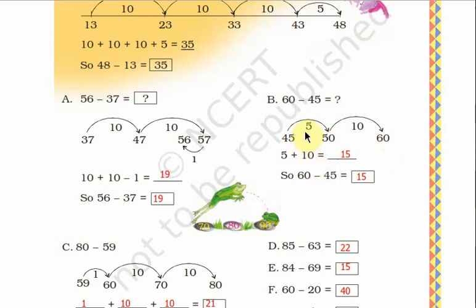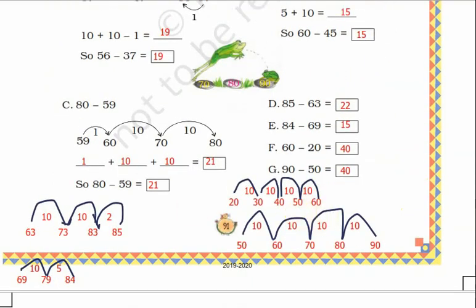So total how much is there? 5 plus 10, you will get 15. So 60 minus 45 is equal to 15. Otherwise, if you jump 10 steps forward from 45, you will reach 55. Then plus 5 you will reach 60. Both ways are correct. So what is the difference? 60 minus 45, you will get the answer 15. Moving on to the next question.